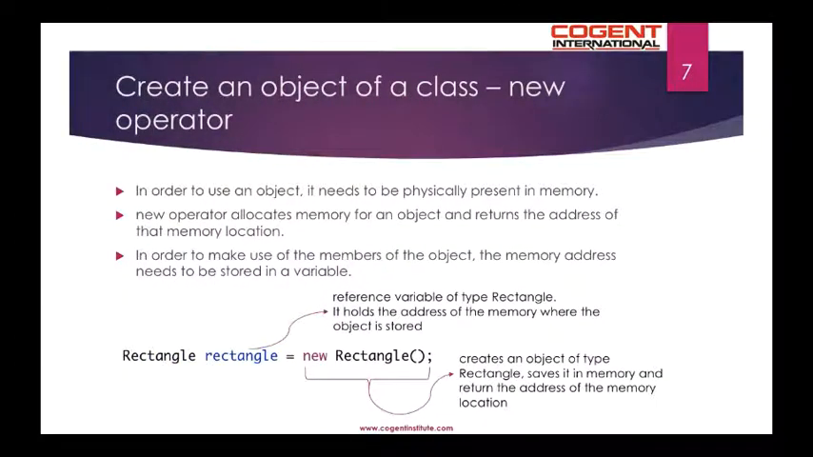In the previous slide, we saw how the new operator was used to create an object of type Rectangle. Let's take a look at what exactly it does. In order to use an object, it needs to be physically present in memory. The new operator allocates memory for an object and returns the address of that memory location. In order to make use of the members of the object, the memory address needs to be stored in a variable.